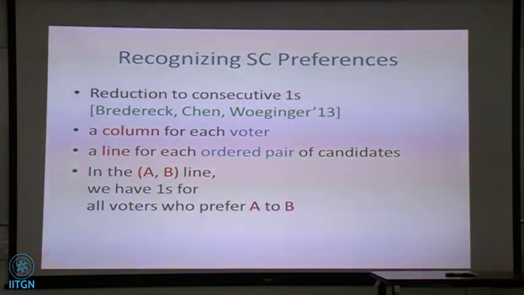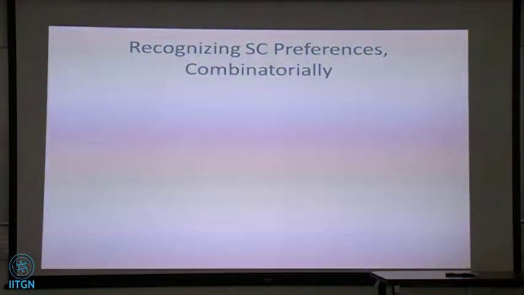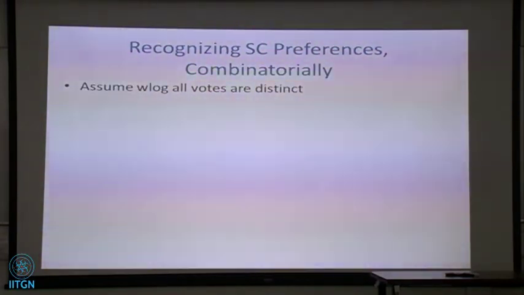Okay, so that works. But that actually is not super efficient, so you can do a little bit better than that combinatorially. Here's how you do it. For single-crossing preferences, there's actually an algorithm that can be explained on one slide that is combinatorial and doesn't touch consecutive ones. Let me explain it to you, because I think it's also useful for intuition.